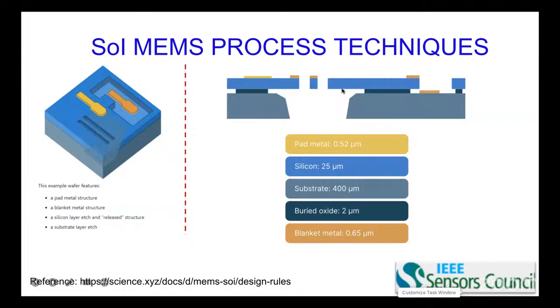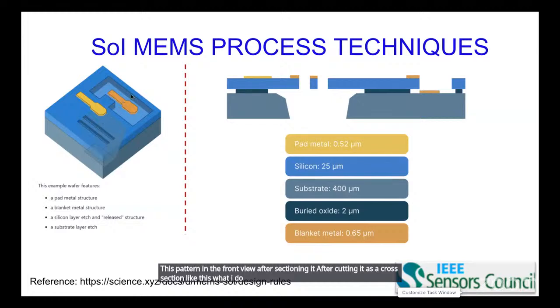So this cross-sectional view is nothing but, there is a hole here, as you can see. When I slice this at this particular point, like a cross-sectioning this. Look at my cursor. I'm cross-sectioning this in this pattern. When I cross-section this pattern in the front view, after cutting it as a cross-section like this, what I do, look at the cursor, what I do like this. So after doing this, when I look at the front view, I will be seeing this.